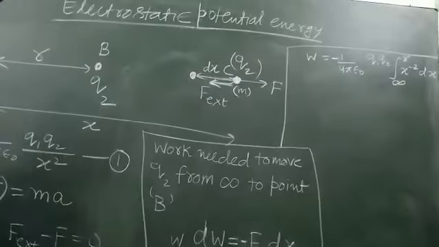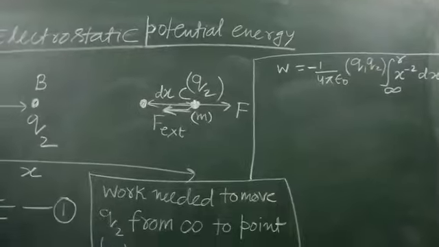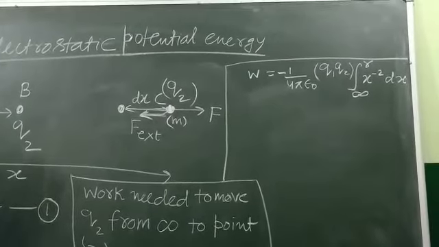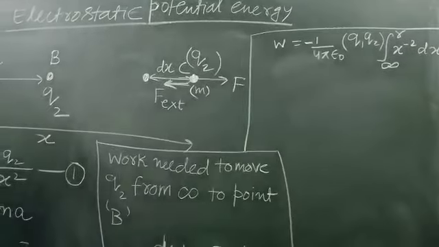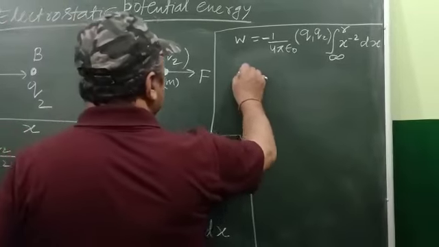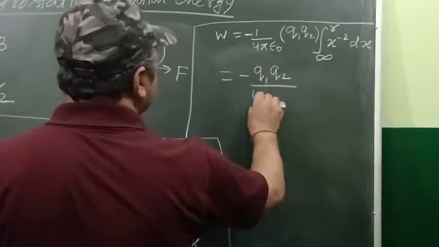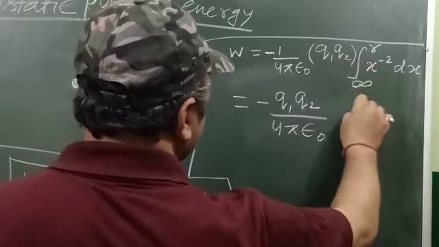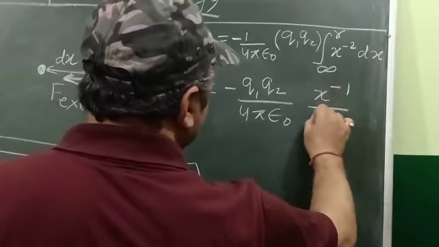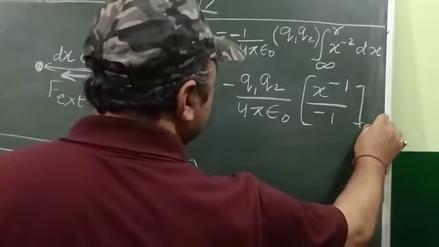I have taken all the terms which are constant outside the sign of integral, and I have this liberty by the process of integration that the constants can be placed anywhere inside or outside the sign of integral. Okay, so if I solve it further, it would be q1 q2 upon 4 pi epsilon naught and the integral part would resolve to minus 1 upon minus 1, infinity to r.